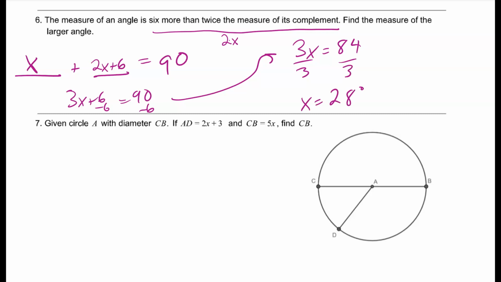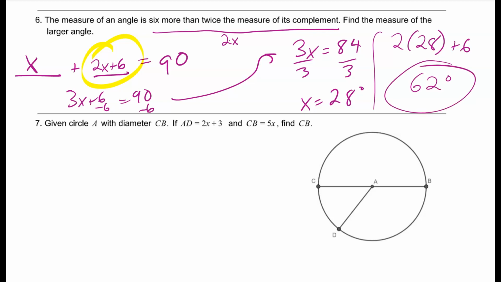So that represents one of my angles, but remember that the larger angle is represented by 2x plus 6. So I just need to plug back in to figure out what that is. So 2 times 28 plus 6 just simplifies to 62 degrees. Now always just double check and add those two together to make sure they sum to 90 because I know we're talking about complementary angles here.